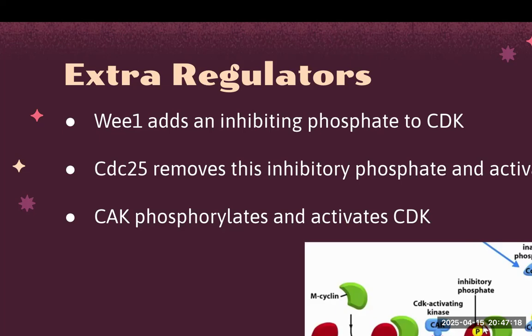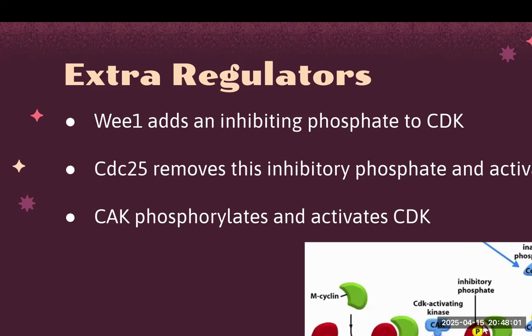What do we call those things that remove phosphates? Phosphatase. Yes. Right? So CDC25 removes this inhibitory phosphate and activates CDK, which means CAK phosphorylates. Does anyone know what CAK stands for? CDK activating kinase. How convenient that it's in the name, right? It's already telling us that when we add a phosphate to something, we're going to activate it. It's going to phosphorylate it and activate CDK.